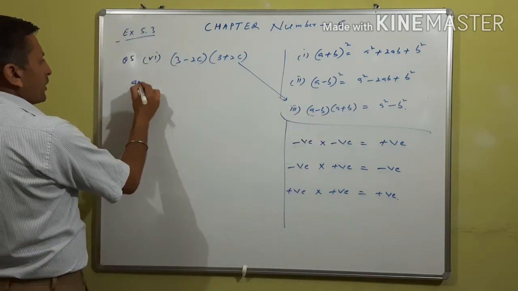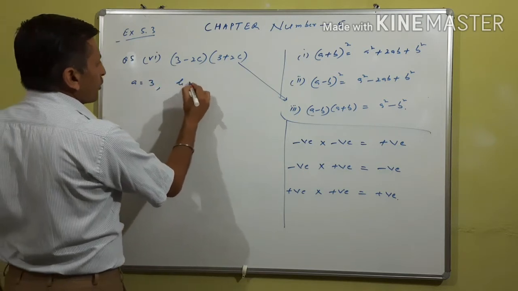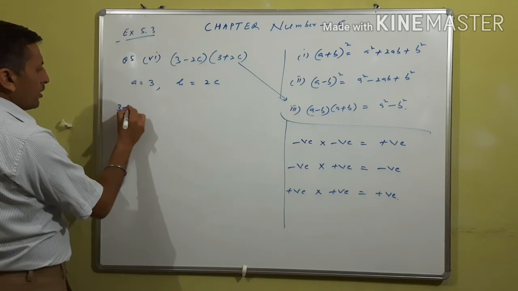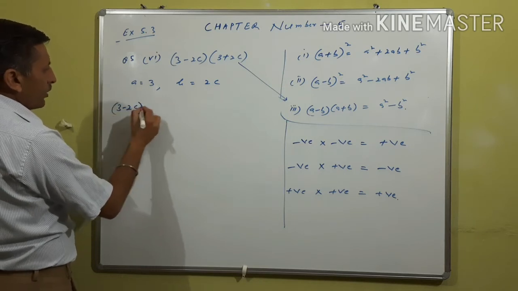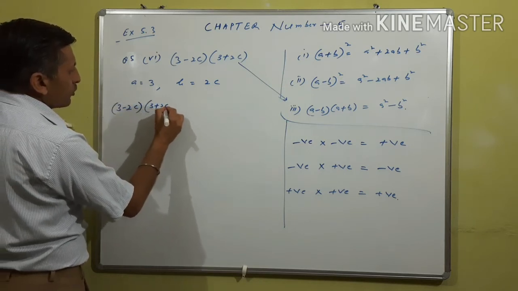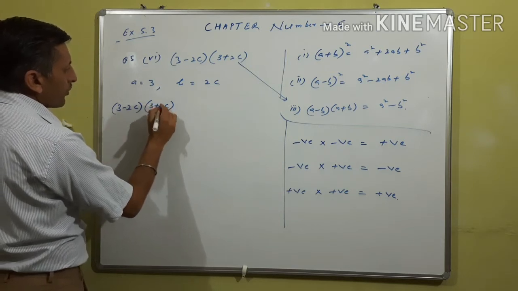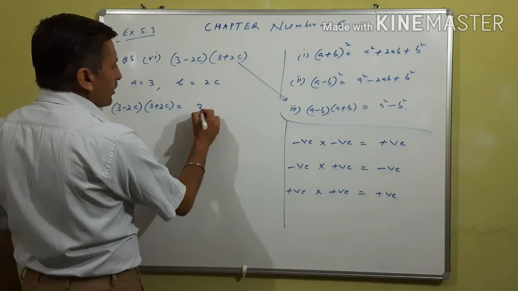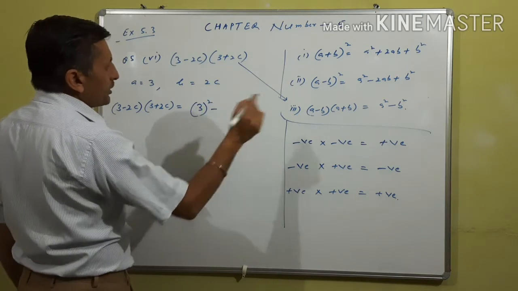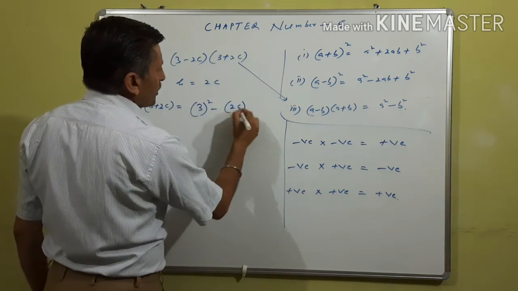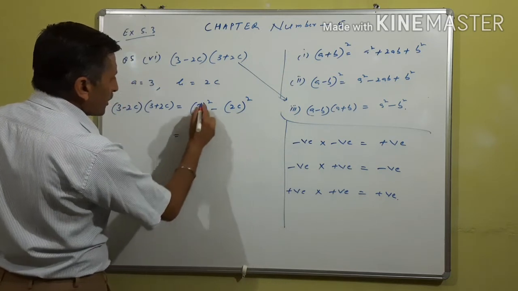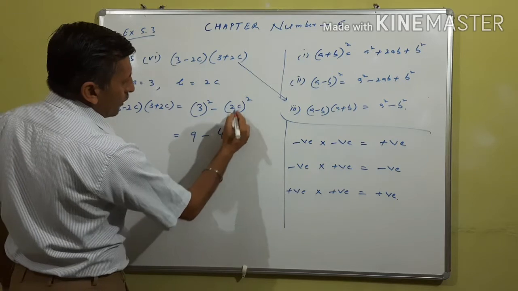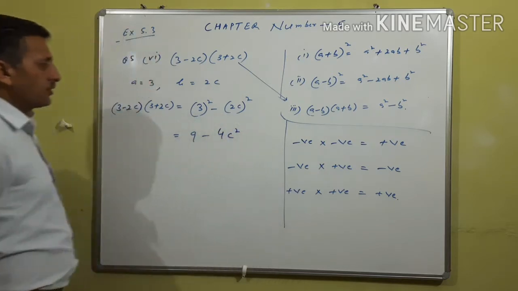Here a is equal to 3, just on comparing, and b is equal to 2c. So (3 minus 2c) into (3 plus 2c) is equal to a squared, that means 3 squared, minus b squared, that means (2c) squared. So 3 squared is 9, minus 2 squared is 4, or this is c squared.